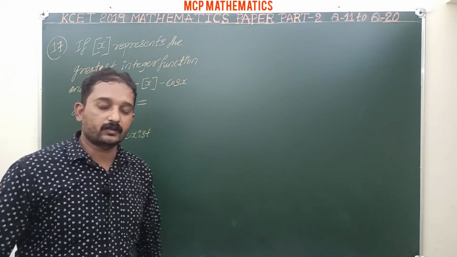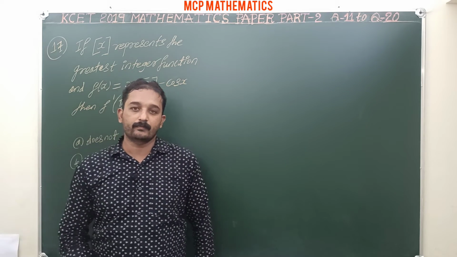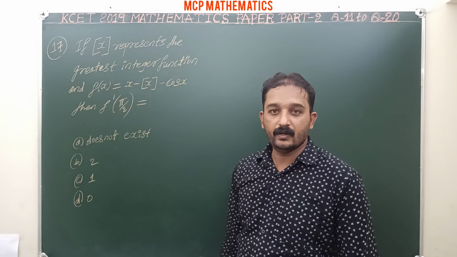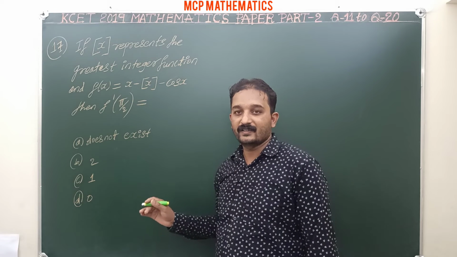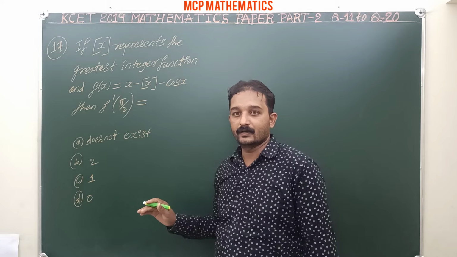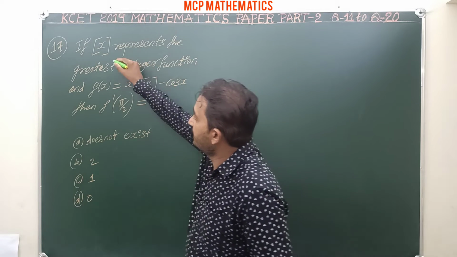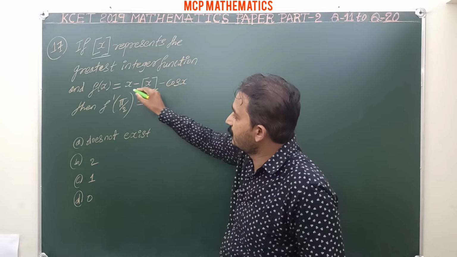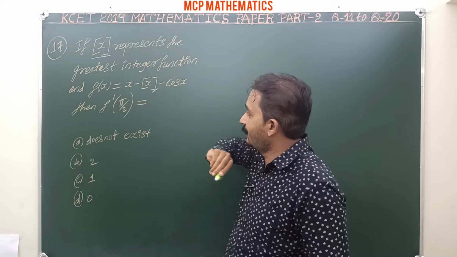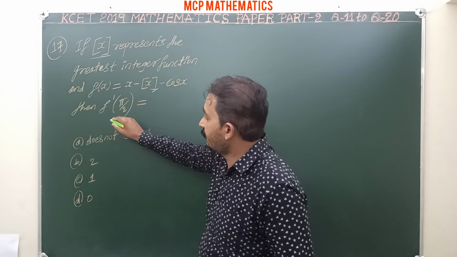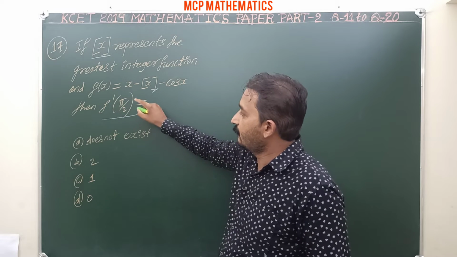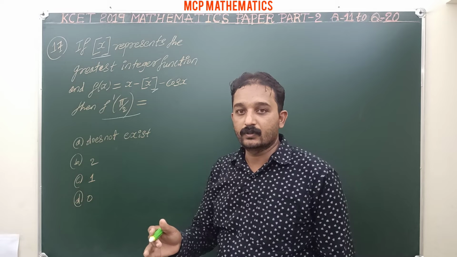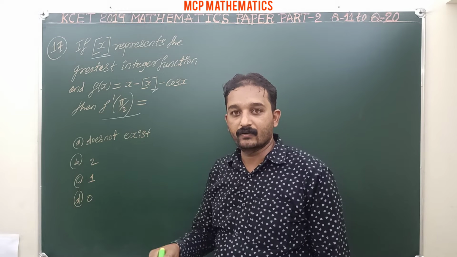Now let us move on to question number 17. This question is based on the chapter continuity and differentiation, particularly finding the derivative at a particular point. Let us see the question. The greatest integer function is given, f of x includes this greatest integer function, then find f dash of pi by 2. First we have to find f dash of x and then substitute x equal to pi by 2, we get the required answer.